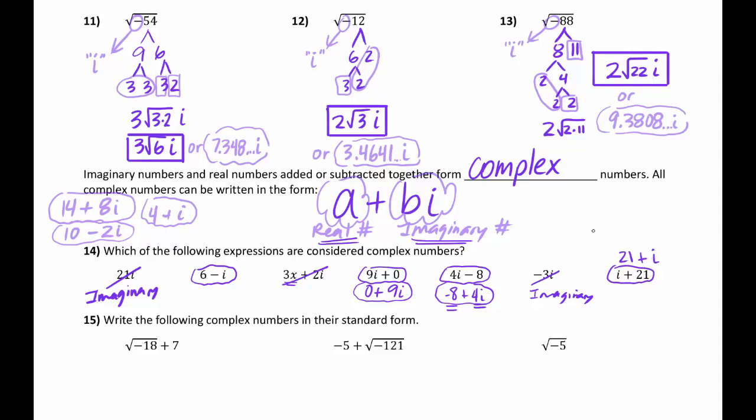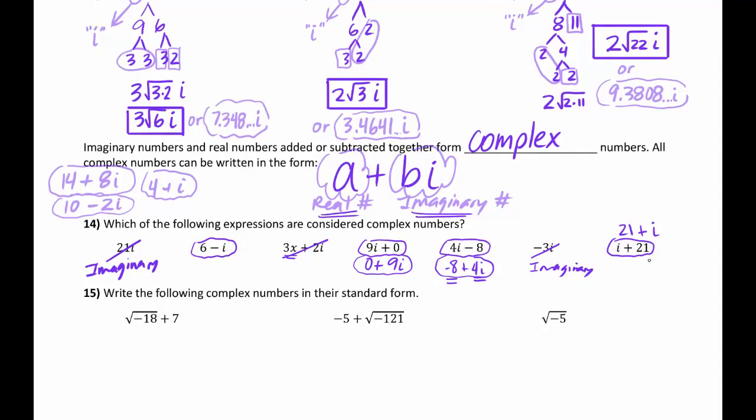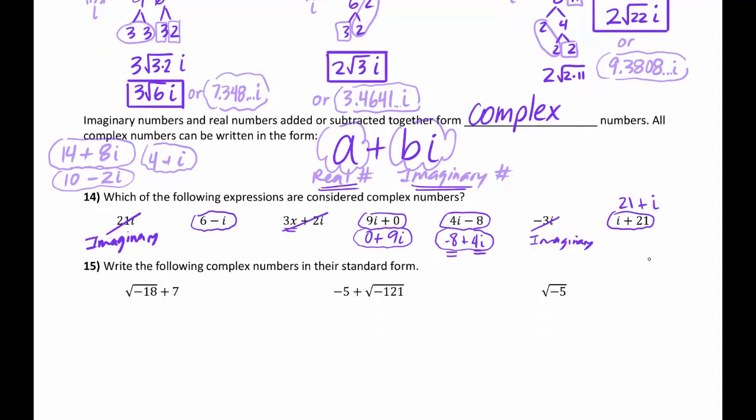So that takes us down to 15. Now that we're a little bit more familiar with how complex numbers look, can we simplify the following complex numbers and put them in this standard form, this a plus bi form? Firstly, we have to take our square roots and break them down. 18 is 9 times 2, 9 is 3 times 3. I have a pair of 3's and a singular 2.